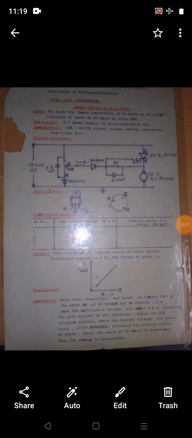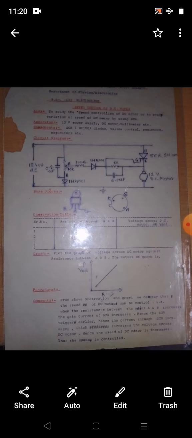Hello everyone, this is the next practical and the experiment name is the speed control of DC motor. The aim of this experiment is to study the speed control of DC motor, or the variation of the speed of a DC motor by using a silicon controlled rectifier. Then the meaning of speed control of DC motor.